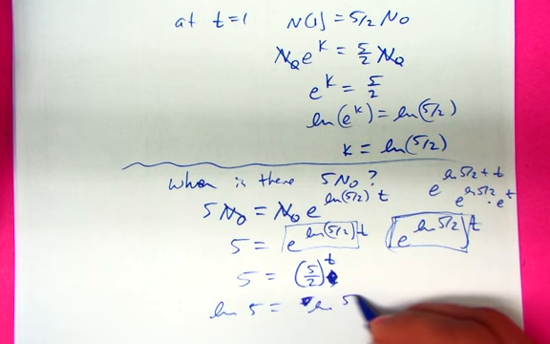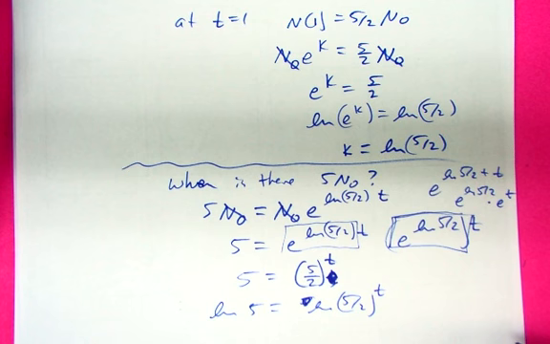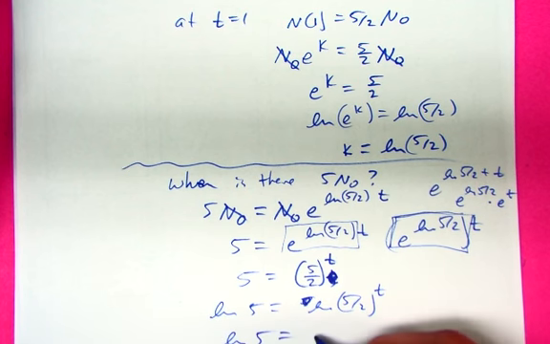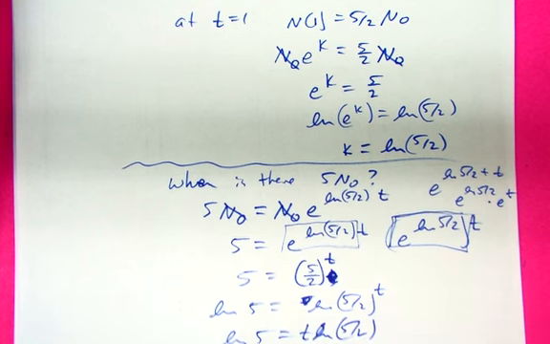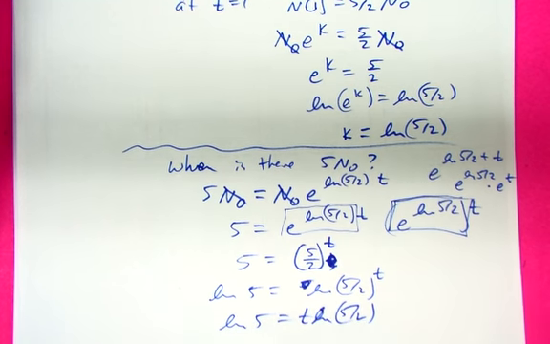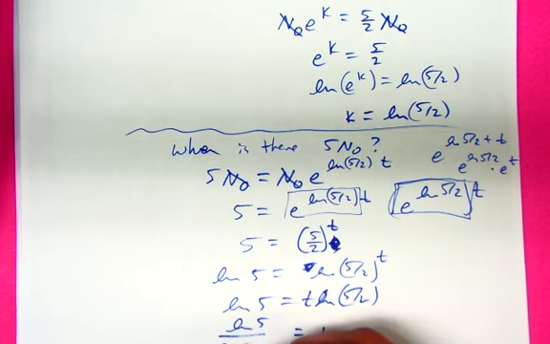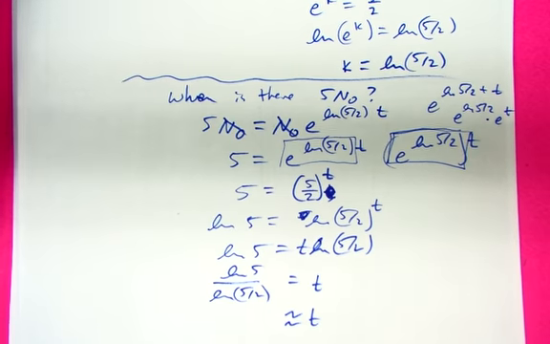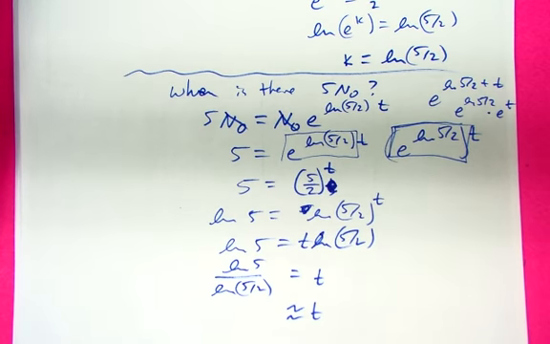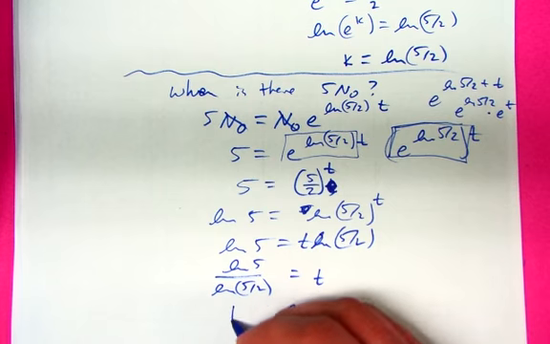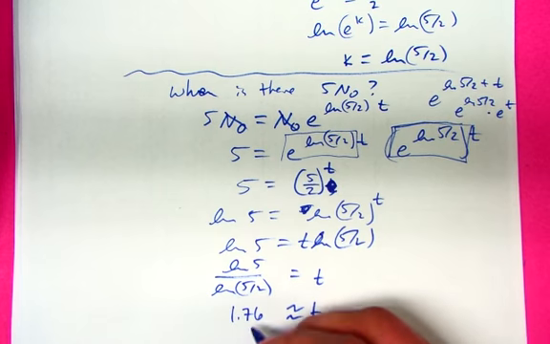Or take the natural log of both sides, however you want to do it. Bring the t in front. So then t will be ln 5 over ln of 5 halves, whatever that is. And at this point, your calculator will give you a good, what is it? 1.76 hours approximately. Okay.